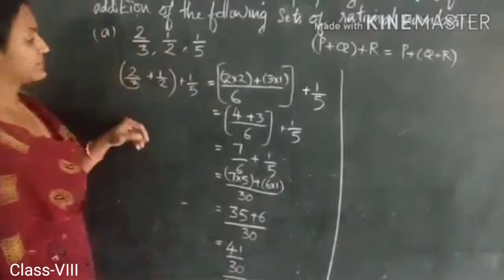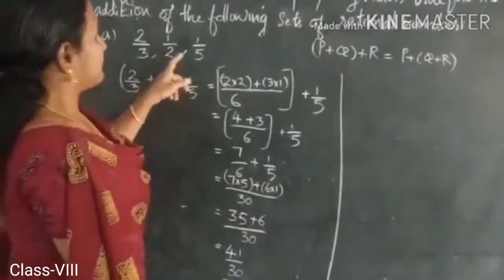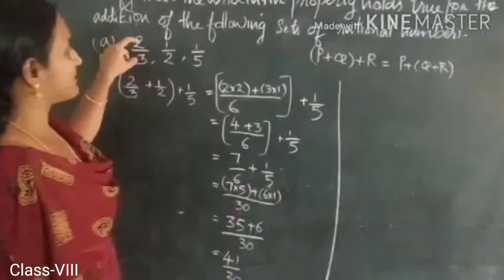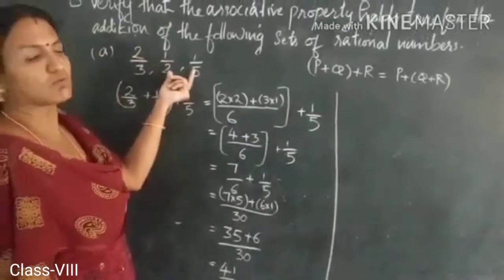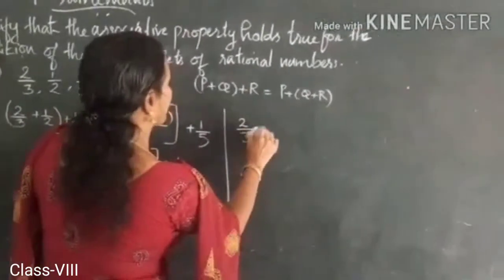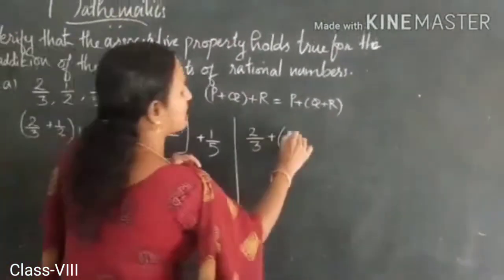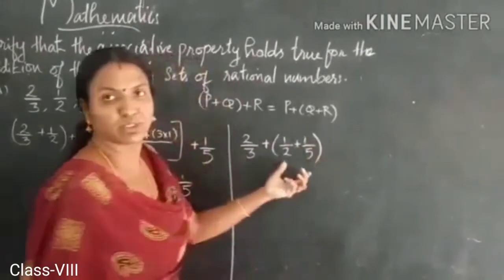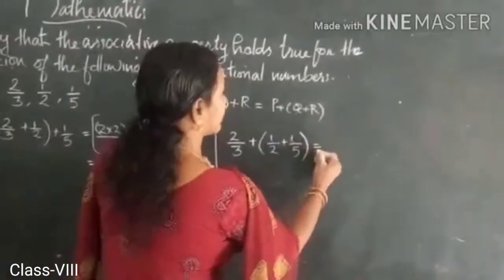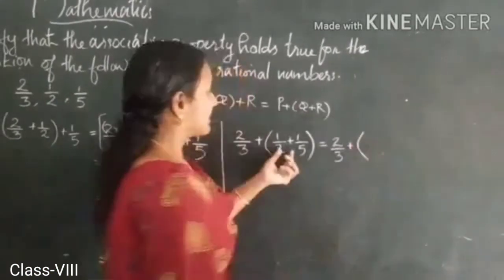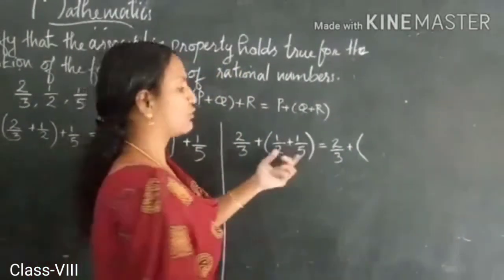Then the next one, p plus (q plus r). So 2 by 3 plus 1 by 2 plus 1 by 5. 1 by 2 and 1 by 5 together is equal to 2 by 3 plus, here the LCM is 10. 2 into 5, 10.